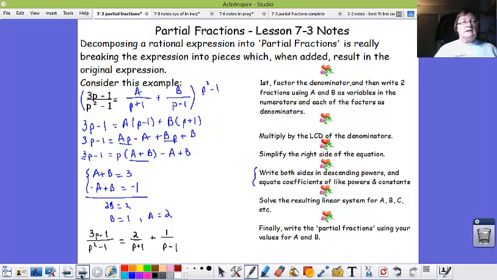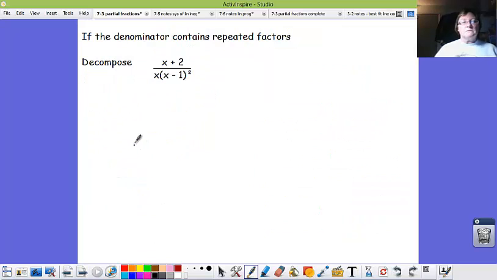Now we're going to look at a couple more examples of different types of problems where you can do the same thing. In this type of problem, we have a factor that's repeated in the denominator, so we have to handle that a little bit differently. This is going to break down into 3 partial fractions. And the denominator, since this is already in factored form, one of them will be x, one of them will be x minus 1, and the last will be x minus 1 squared.